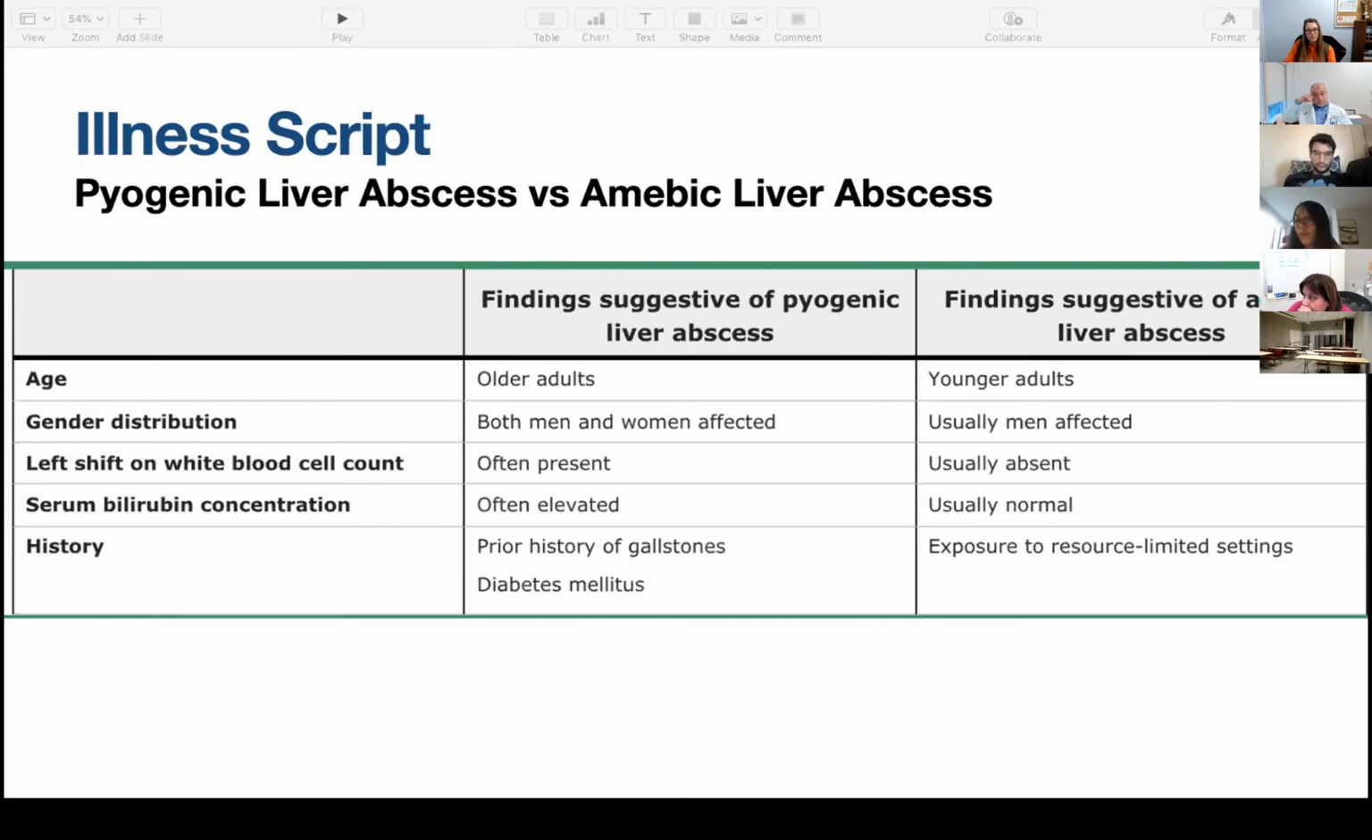And in terms of labs, patients with pyogenic liver abscess usually have an elevated white count. Amoebic liver abscess doesn't commonly present with leukocytosis. And pyogenic liver abscess usually has elevated serum bilirubin concentration, but a patient with amoebic liver abscess doesn't have that as well. And a patient with pyogenic liver abscess has a prior history of gallstones or risk factors like diabetes mellitus. And patients with amoebic liver abscess usually have exposure to endemic regions.